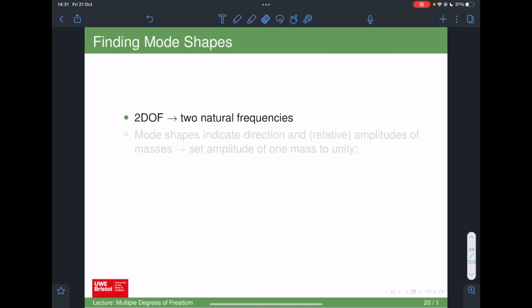Now the mode shapes. The other thing that comes out when you solve the eigenvalue problem is the eigenvectors.